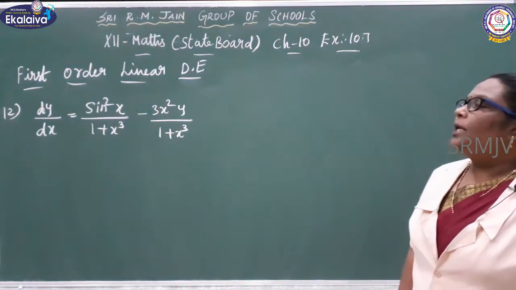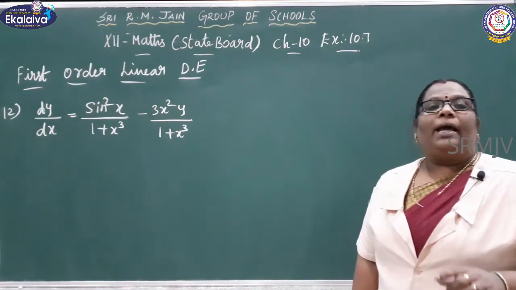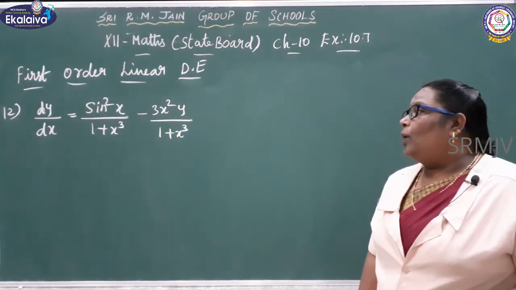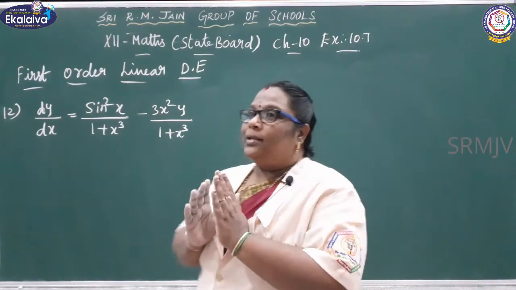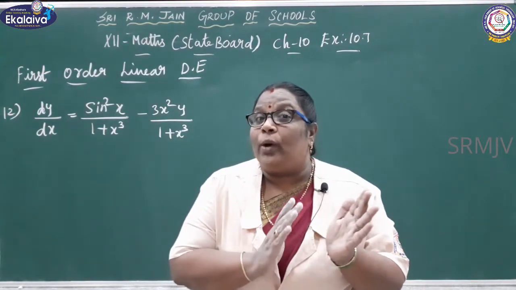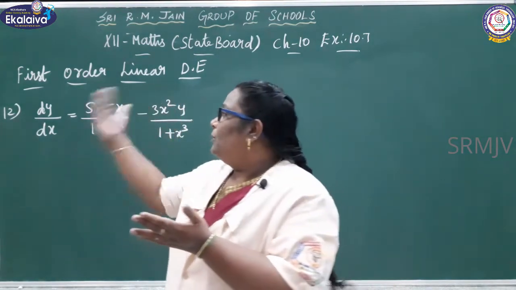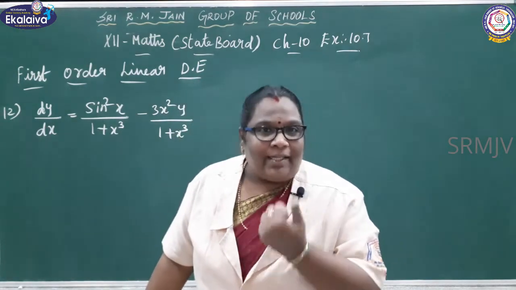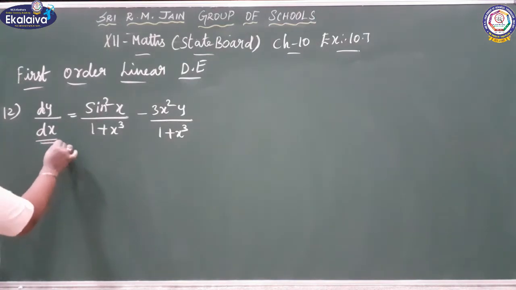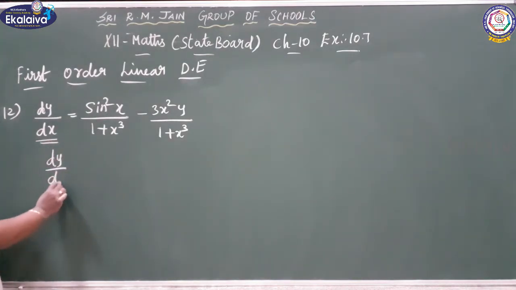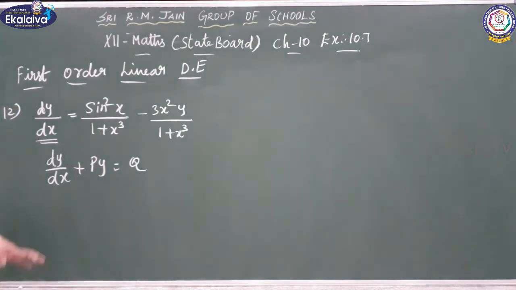See the 12th sum: dy by dx equal to sin square x by (1 plus x cube) minus 3x square y by (1 plus x cube). If the sum is given like this, you know very well this is of the form dy by dx plus py equal to q. So you bring that py term to the left hand side. See here, dy by dx is given, so dy by dx plus py equal to q. So you can search for the y term.